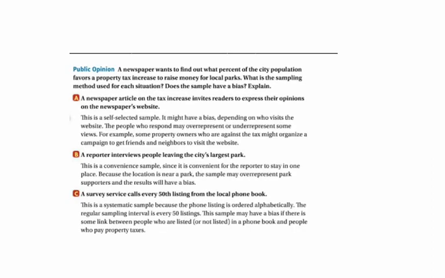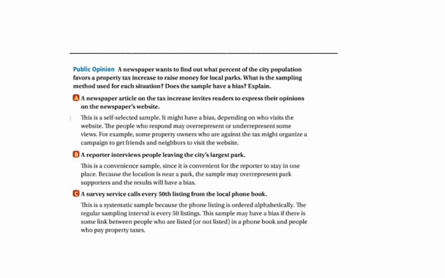And it is messy. So we have here, a newspaper wants to find out what percent of the city population favors a property tax increase to raise money for local parks. So the city council or whatever is thinking about raising property taxes. That would be taxes only on people who own property. So people who rent apartments would not be affected by that tax. And they're raising the money for local parks. What is the sampling method used for each situation? Does the sample have a bias?